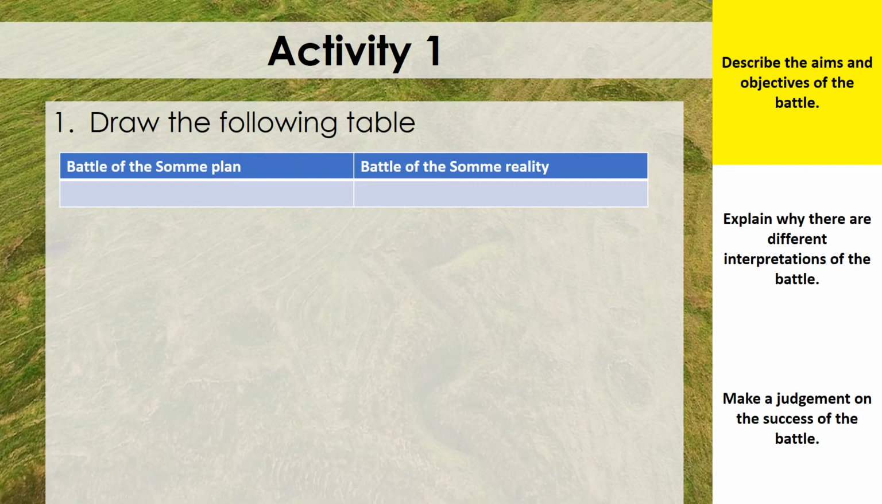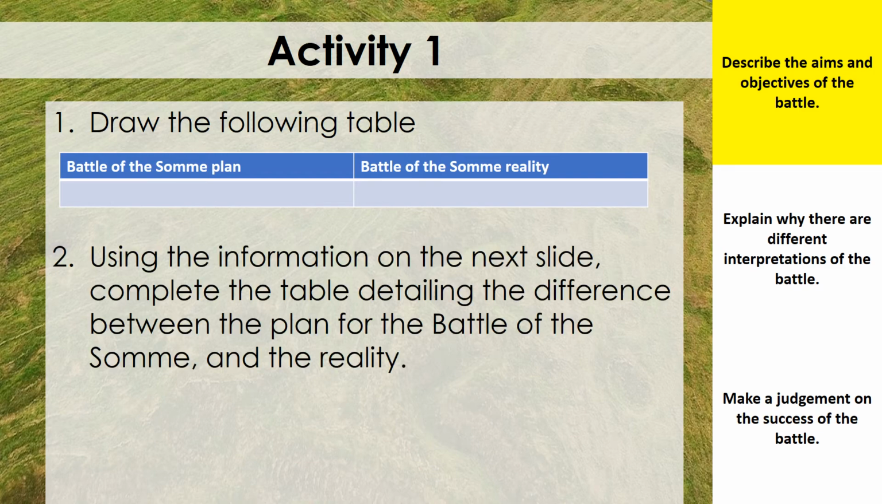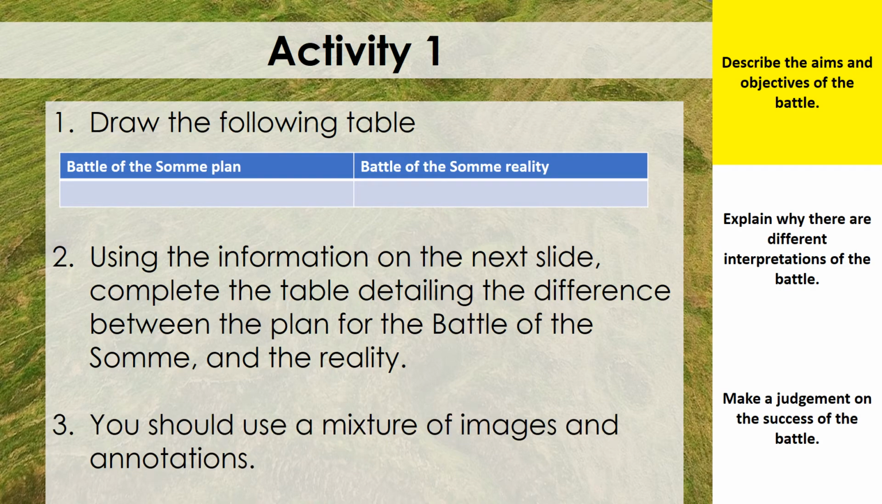Now, activity 1: what you're looking to do is to draw the following table in your jotter. So you've got here Battle of the Somme plan and Battle of the Somme reality. You're looking to use the information on the next slide to complete the table detailing the difference between the plan for the Battle of the Somme and the reality. You should try and use a mixture of images and annotations if you want to, so you could draw pictures on one side of your table and on the other side you could take notes. It's up to you how you want to fill this out, but you're looking to get what the plan was and what this actually was like in reality.